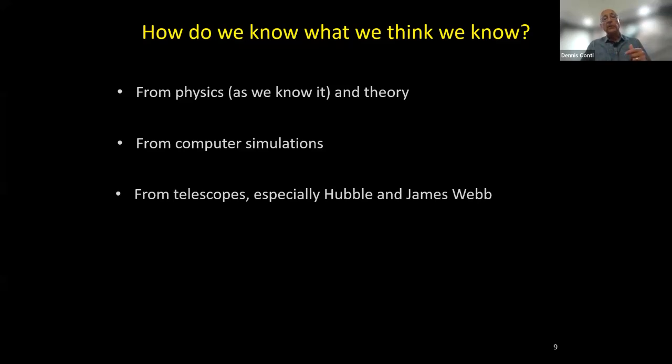And we'll see also with some of our telescopes, especially more recently Hubble and James Webb, doing observations that confirm some of our theory and some of our simulations. So these are ways in which astronomers have come to believe what we think we know about the universe. But we'll see that there are many, many things that we don't know. And there are things that may change our theories about the universe.